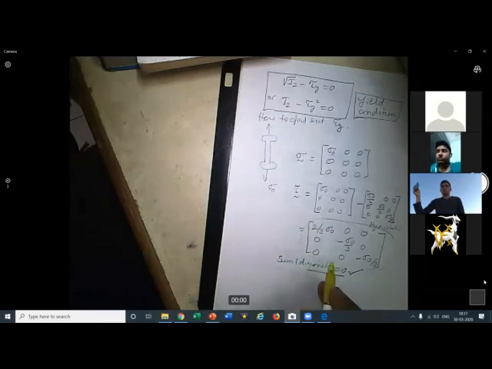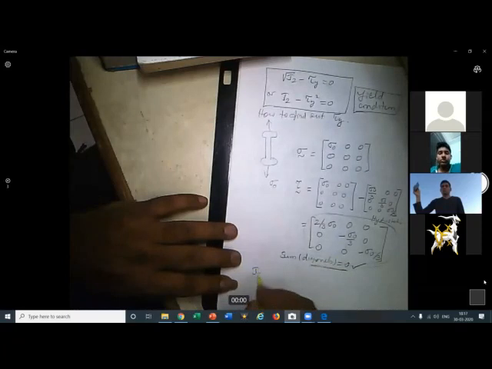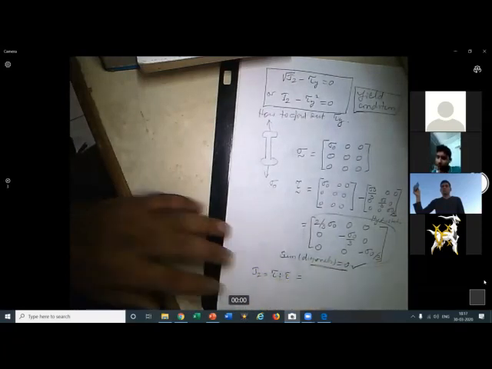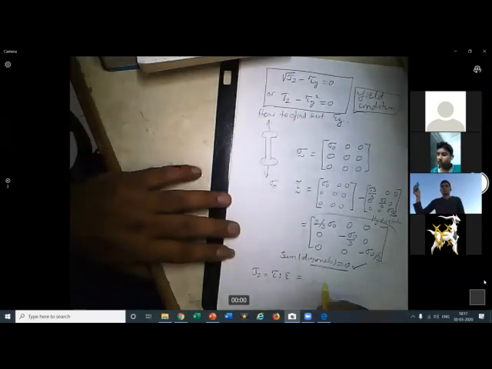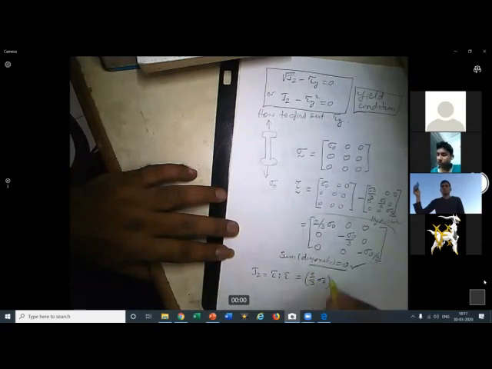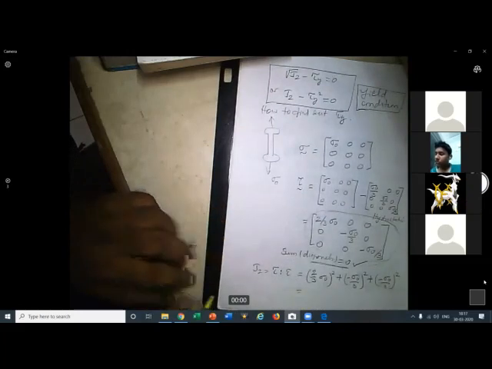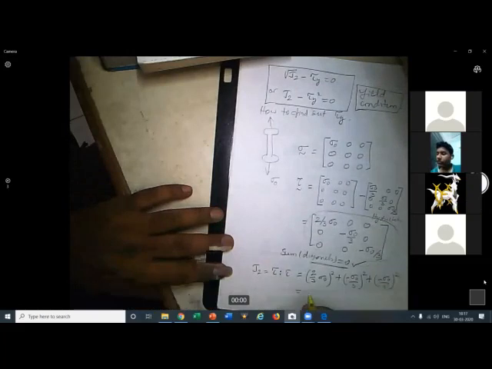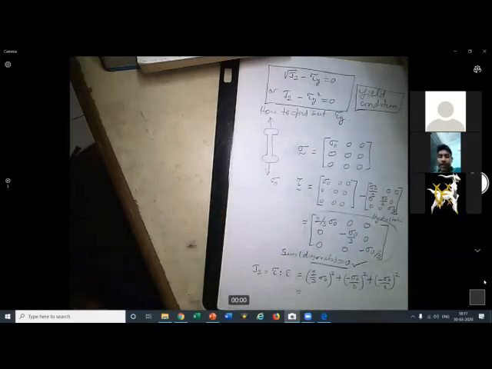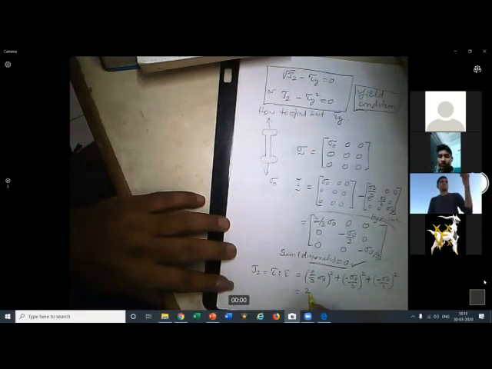Coming back to this, we have not yet done this. Can you compute what J2 is equal to, which is tau dot tau? It will be equal to 2 by 3 sigma naught, plus minus sigma naught by 3, whole square, plus minus sigma naught by 3 square. So this comes out to be 4 by 9 sigma naught square plus 1 by 9 sigma naught square plus 1 by 9 sigma naught square, which is 6 by 9 sigma naught square. That's 2 by 3 sigma naught square.